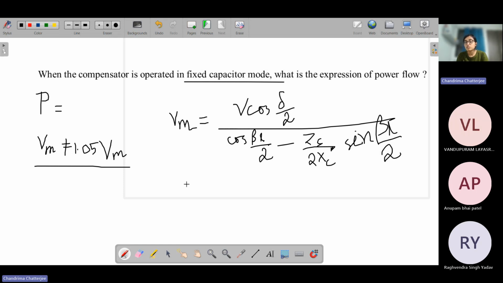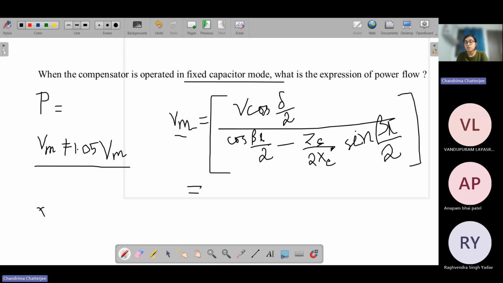And when you solve the question in the exam, you will have to remember these expressions. Maybe you will not get enough time to derive. If you get the time to derive these expressions, that is fine. But if you don't get the time, you will have to remember. This is the expression of VM in fixed capacitor mode, and this XC is the reactance value that we just found out.